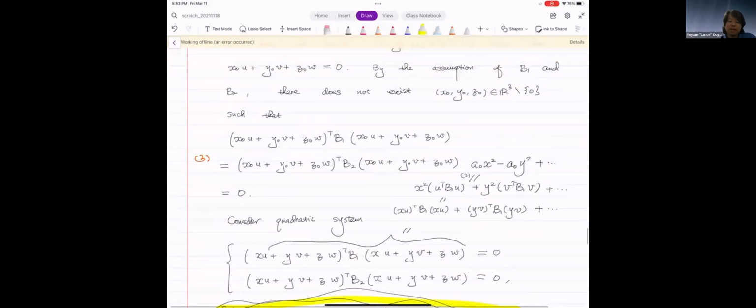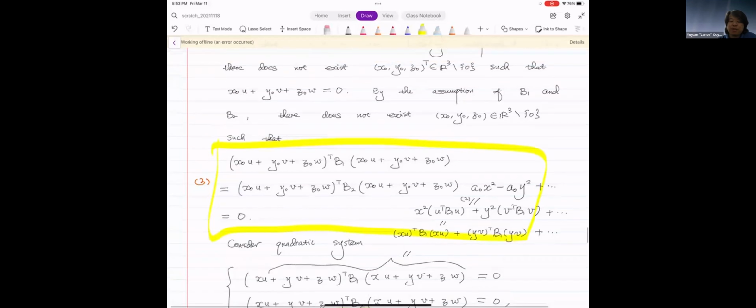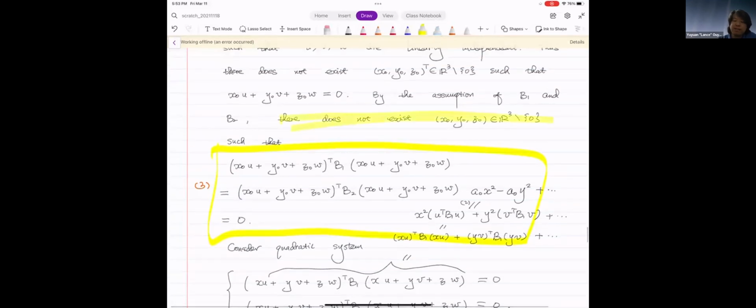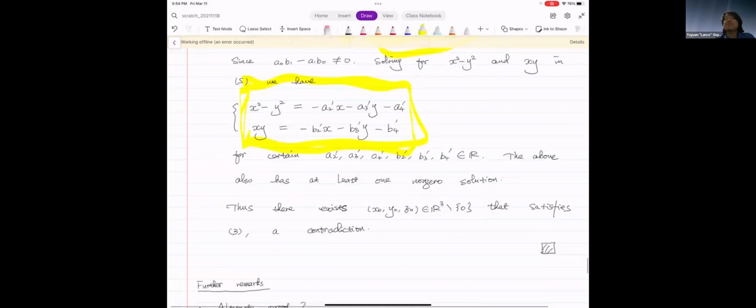So what does that mean? Well, that means my claim over here, my claim is that there does not exist non-zero coefficients x0, y0, z0 that satisfy this. Well, I just proved by solving quadratic systems that there exist x0, y0, z0 that satisfy this, and therefore there is a contradiction. And well done. So that's the proof. I really like this proof myself.